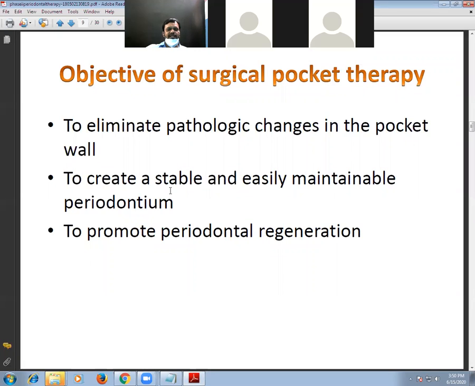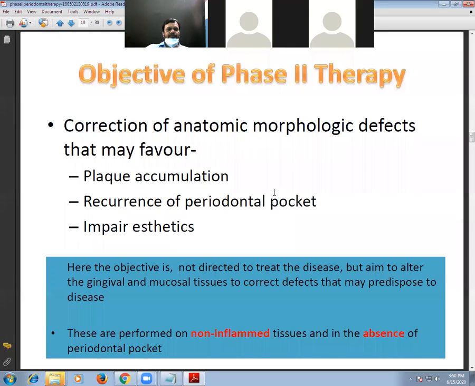Also to create a stable and easily maintainable periodontium. After performing phase 2 therapy, we have to create a stable and easily maintainable periodontium for the patient. And the third objective is to promote periodontal regeneration. Whatever bone loss has occurred, we have to regenerate that bone as well as the soft tissue.